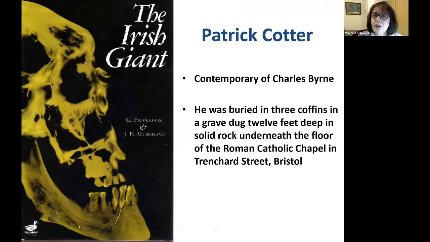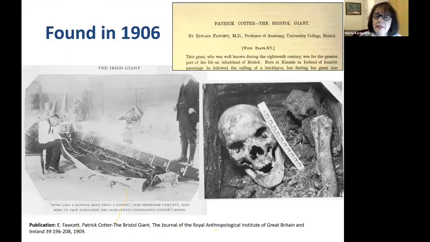So coming back to the Irish giants, here is Patrick Cotter, who was a contemporary of Charles Byrne, and he knew what happened to Charles Byrne regarding his body being stolen and then exhibited. So he asked that he be buried in three coffins and in a grave dug 12 feet deep in solid rock underneath the floor of a Roman Catholic church in Bristol. And then people forgot that he was buried there, but it was found in 1906 when this church was rebuilt.